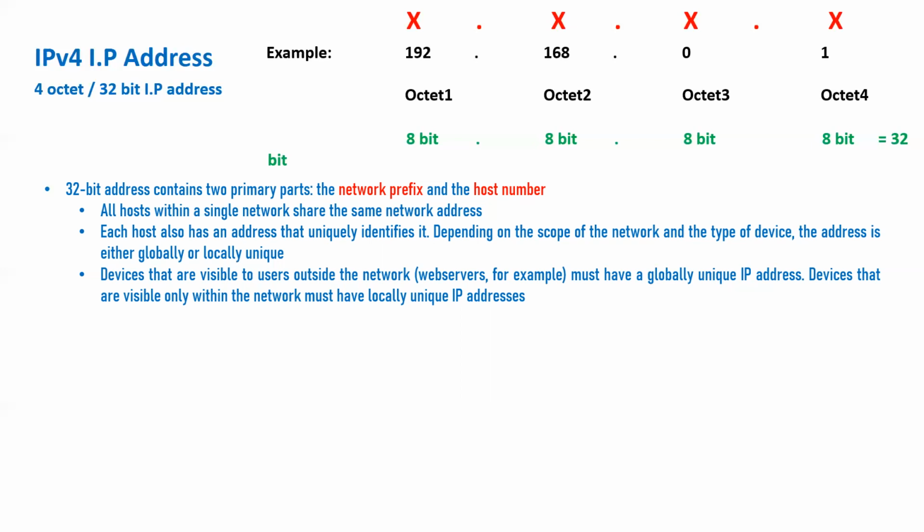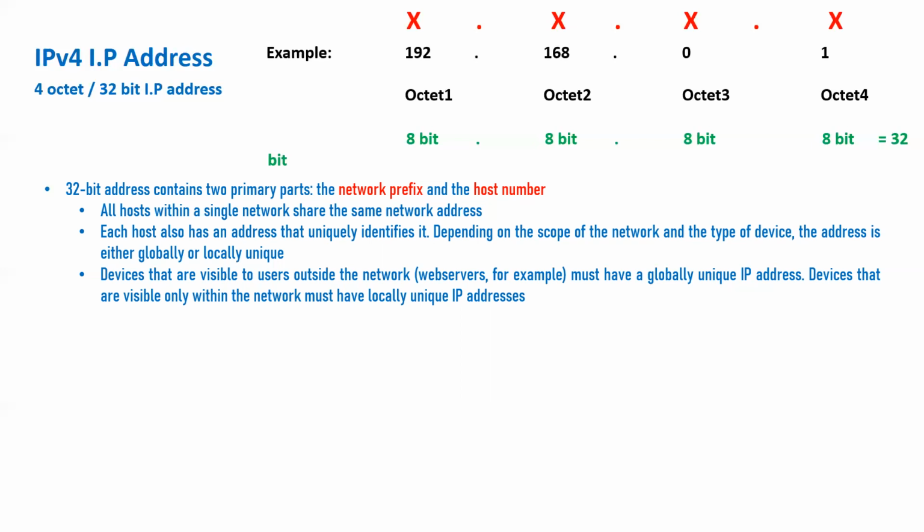So an IP address is a combination of network prefix and the host number. All hosts within a single network share the same network address. So if it is in the same network, then it has to be the same network address, right? And each host also has an address that uniquely identifies it. As I said, each host has to be identified uniquely.